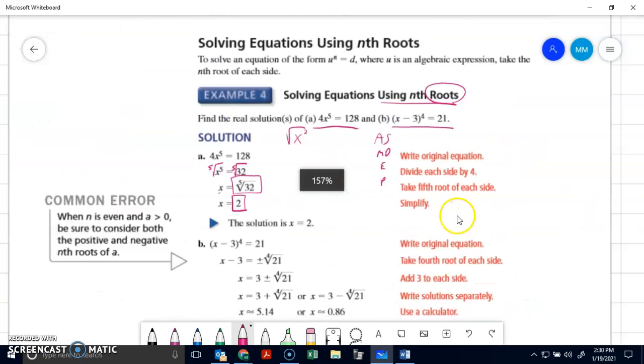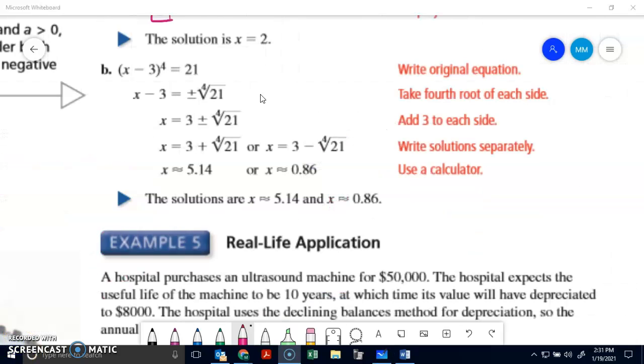All right, let's take a look at the next example. Again, we're following reverse order of operations. So parentheses comes last. Is there anything to add and subtract? No. Multiply and divide? No. I do have an exponent to deal with. So the first thing I'm going to do is take the 4th root of both sides. That gets rid of the 4th power. Those cancel each other out. So x minus 3 just stays x minus 3 because these exponents cancel each other out.